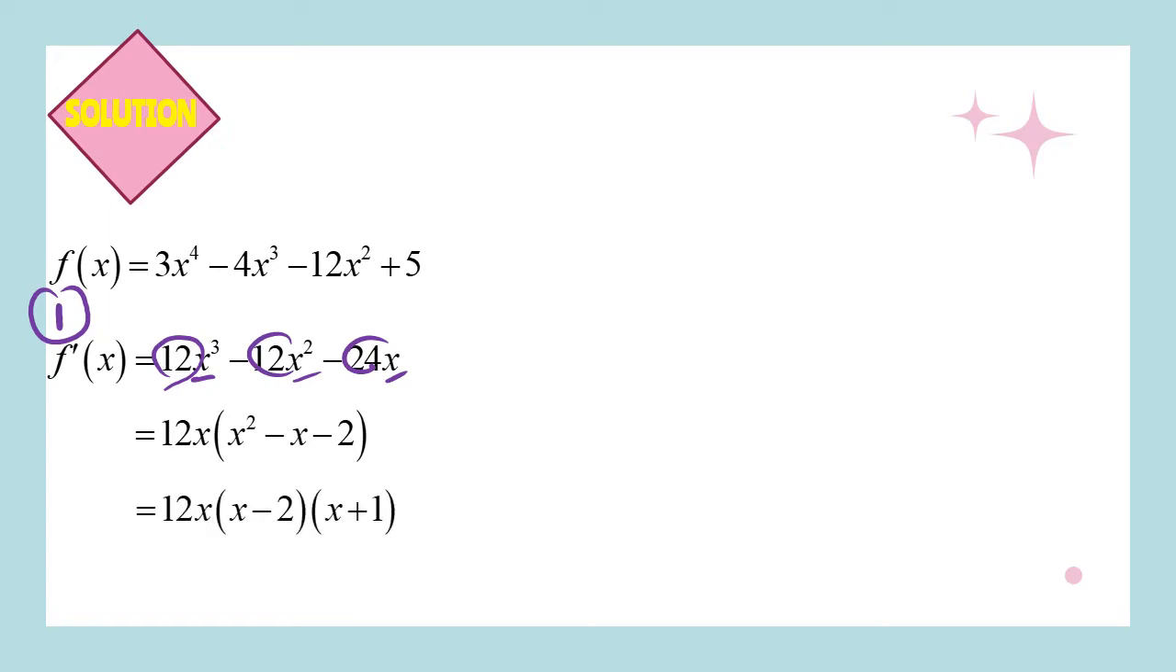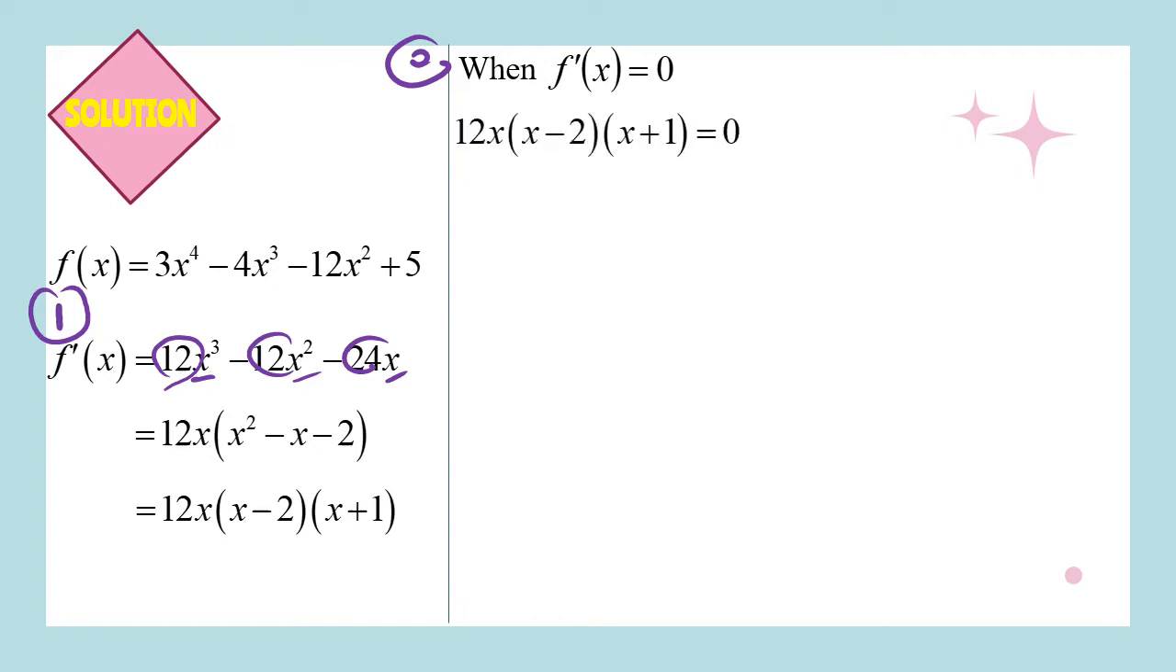So if we want to find the value of x when f prime x equal to 0, this is the second step, to find the value of x. So we just have to equate to 0. 12x multiplied by x minus 2 multiplied by x plus 1 equal to 0. So what is the x that we will find? Yes, x will be equal to 0, or x equal to 2, or x equal to negative 1. Okay, so now we actually found the critical values already. But the question asks you to find the critical values, and then critical points, and then the nature.